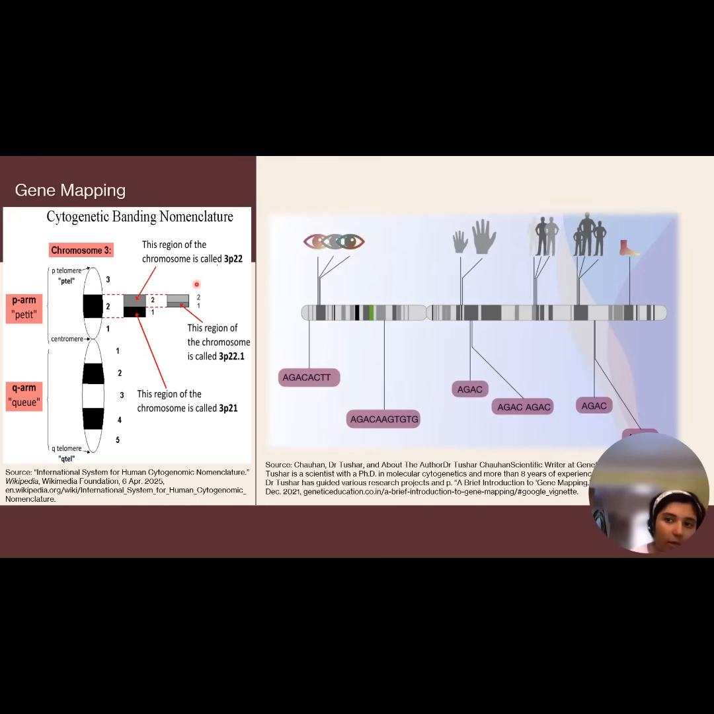Therefore, 3p22.1 would identify the location of a gene located on the 3rd chromosome, on the smaller P arm, in region 2, in band 2, and in subband 1.